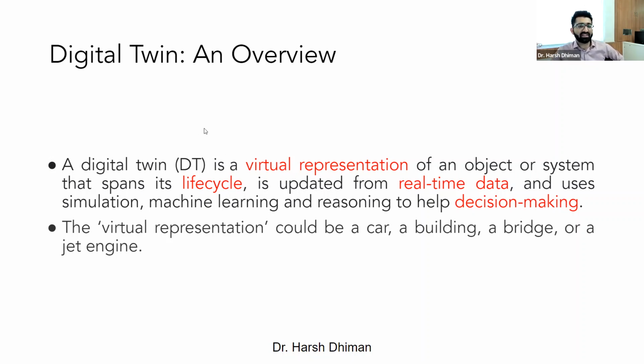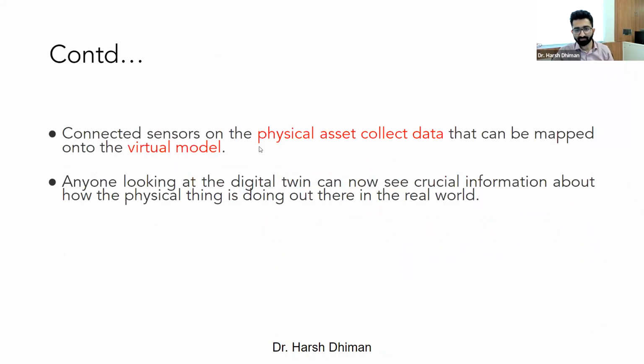So what are the examples of digital twin? You can have a digital twin of a car, of a building, of a bridge, or of a jet engine. This virtual representation can give you certain idea about the life cycle, whether your component or asset is going to fail in future or not. So every digital twin has certain objectives which it needs to fulfill, right?